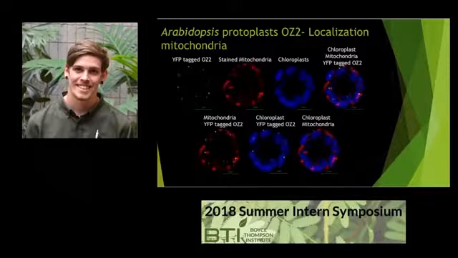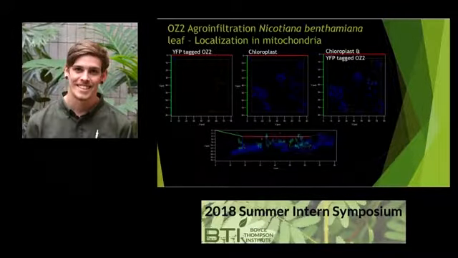To make this easier to visualize, I rotated the image so that we're viewing the leaf from the side. Here we can see there's no trend of co-localization between the chloroplast and the OZ2 protein. We can also see that here.